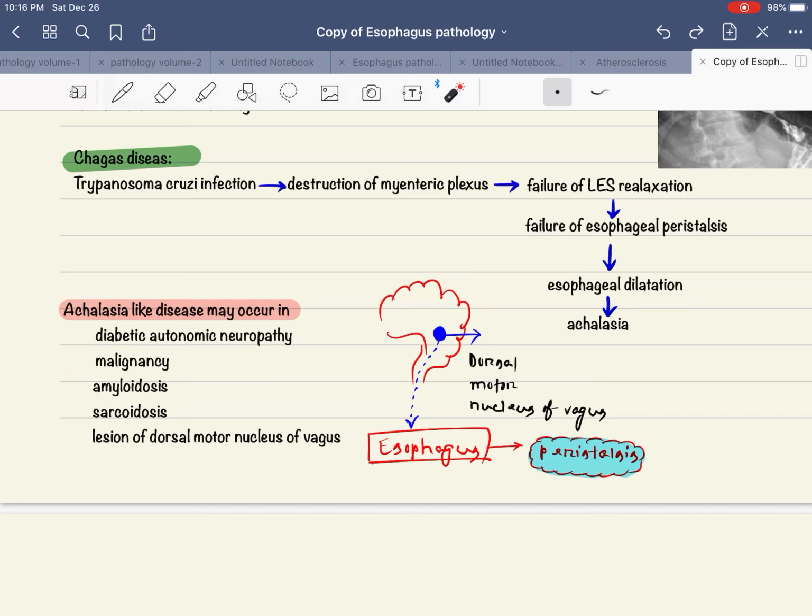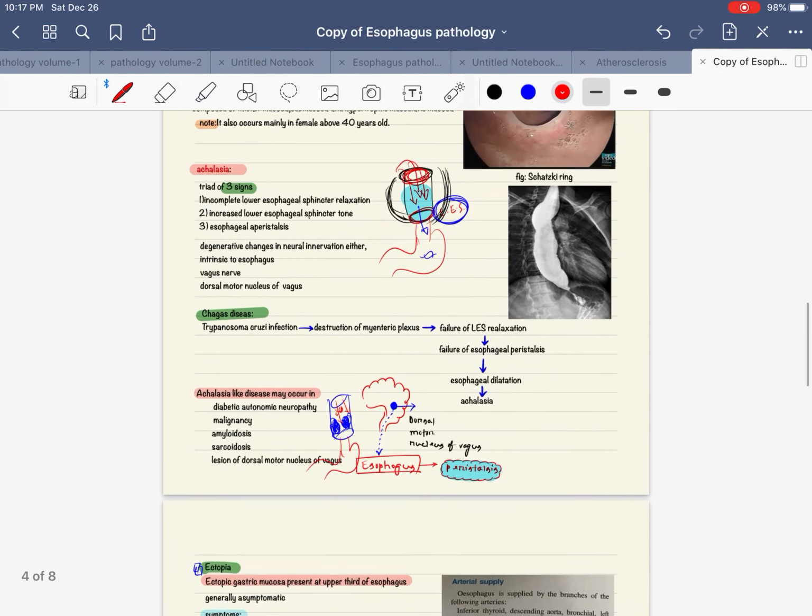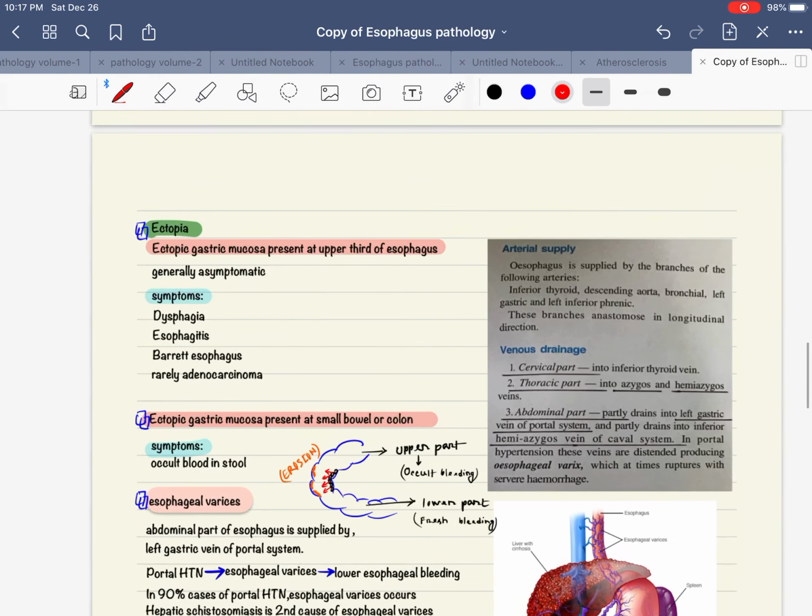Okay, and malignancy can also cause this. Malignancy causes it by mechanical obstruction, because whenever there is a malignancy, the malignant growth will obstruct the esophageal lumen. That's why the food particles cannot move forward and cannot go to the stomach. Okay, so these are achalasia and Chagas disease.